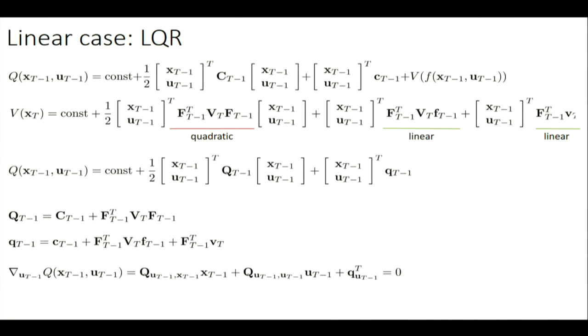And just like before, we can write down the gradient, set that gradient to 0, throw all the terms that don't depend on ut minus 1 on the right side, hit it by this quadratic term inverse, and solve for the optimal ut minus 1. And as before, it's some linear thing in xt minus 1 and some constant thing. And those are the linear and the constant parts.